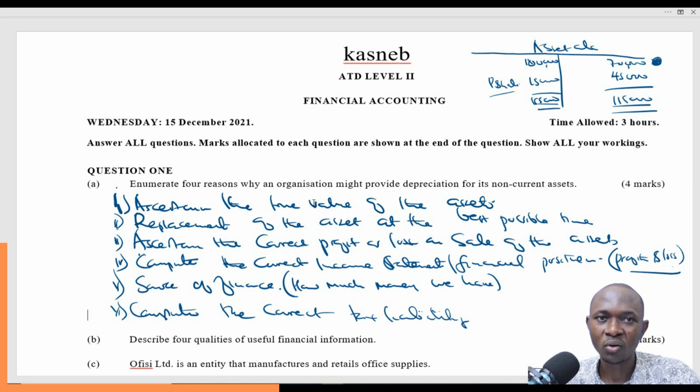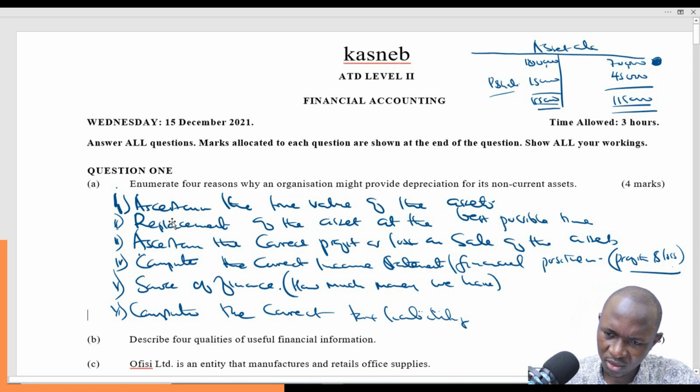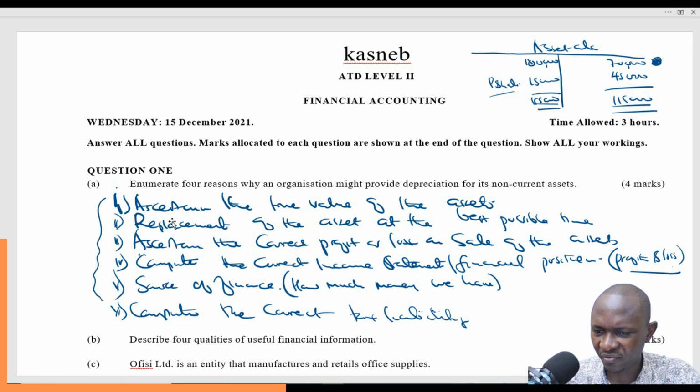At least we also need a policy that will guide us in terms of our tax liability. So, how many points are these? The first 5 are very clear. Ascertain the true value of the asset, replacement of the asset in its due time, then ascertain the correct profit or loss on sale of the asset, then compute the correct income statement or financial position statements, that is, knowing the profit and loss and the position of the business at any given point in time.